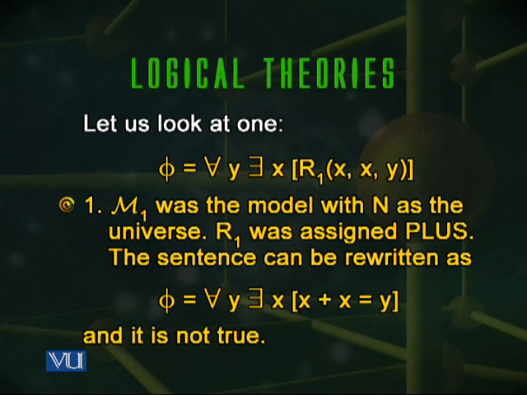Then the sentence can be rewritten and it's easier to read. It says, for all y there exists an x such that x plus x equals y. So x plus x equals y, well, we can infer from that y is equal to 2x, and so we infer from that y must be an even number. So this sentence says, for all y, y is an even number, and that is not the case in integers or natural numbers, and therefore this sentence is false in the model.